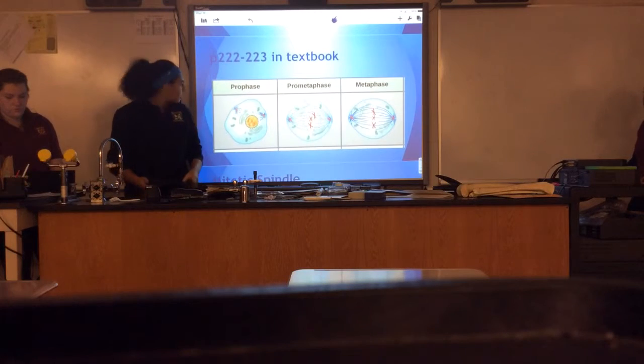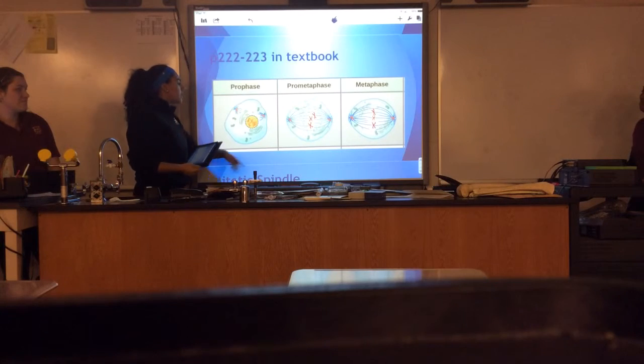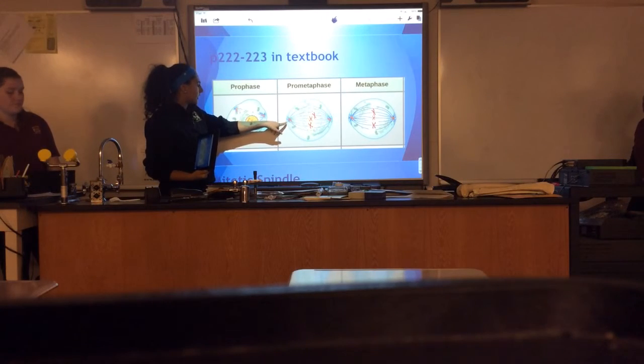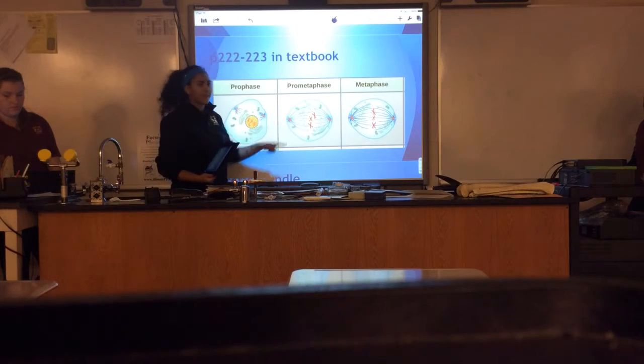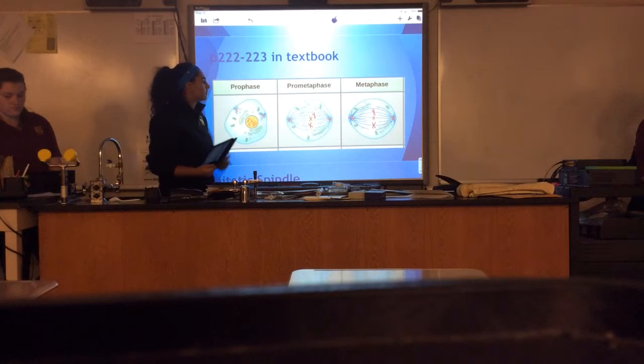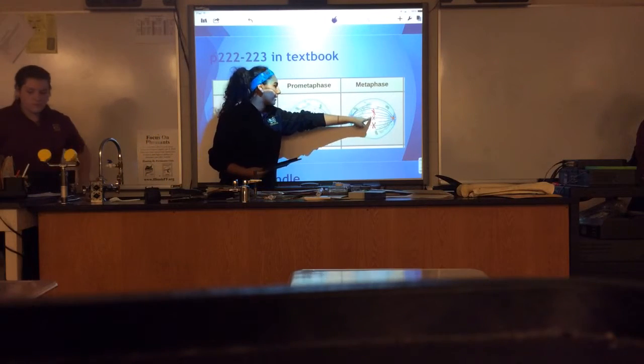To give you a picture, here the centrosomes are still in prophase, going to opposite sides of the cell. By prometaphase, you can see it's starting to form the spindle microtubules, and they're just starting to attach to the kinetochores. Then by metaphase, you can see that the chromosomes have aligned in the center, and the kinetochores are attached from both sides.